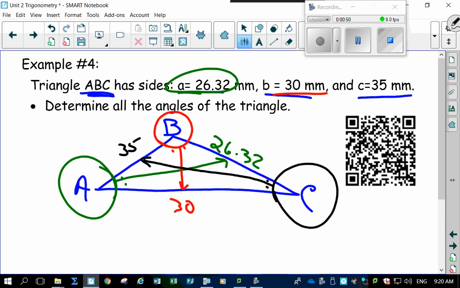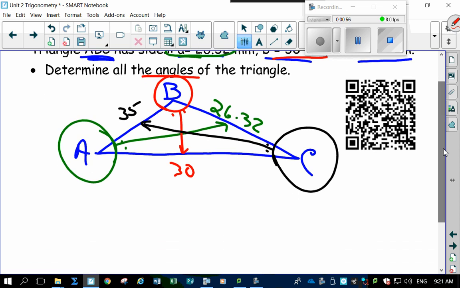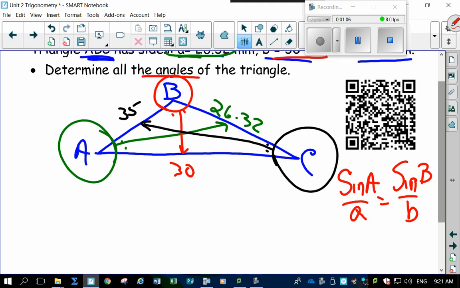Perfect. Excellent. Now, think about this. It's asking you to determine all of the angles. Well, I know you want to go out and use sine law right away, but I want to show you why sine law doesn't work. Because you have sine A over A, sine B over little b, and check this out. You need at least one angle, right? You need at least one angle to find either this one or this one. But you don't have any angles, so that goes out the window, okay?